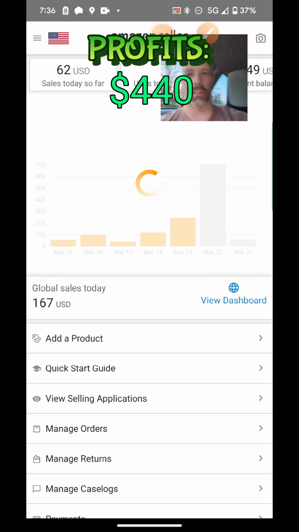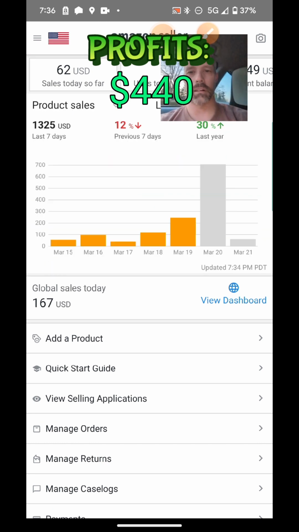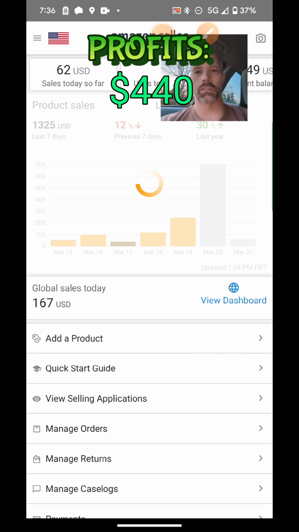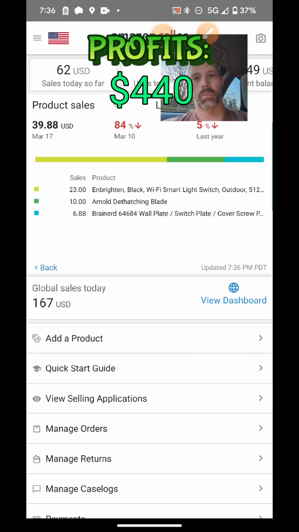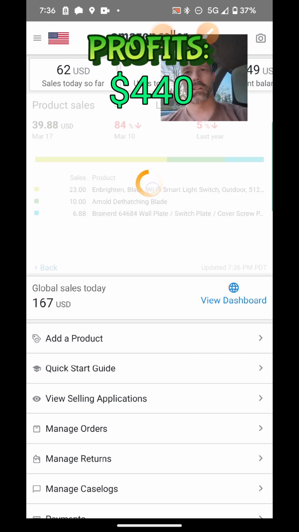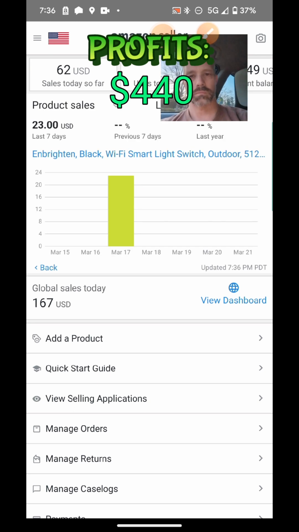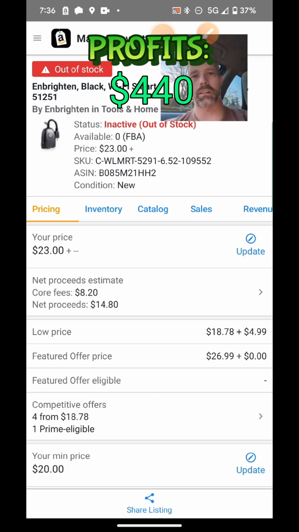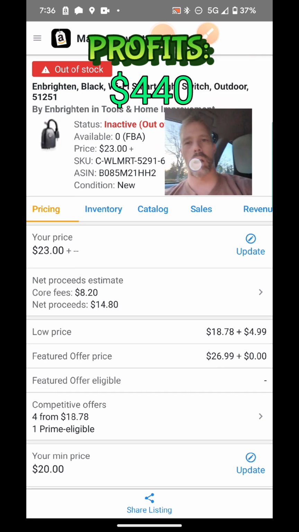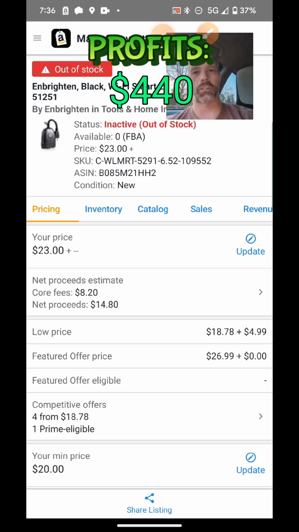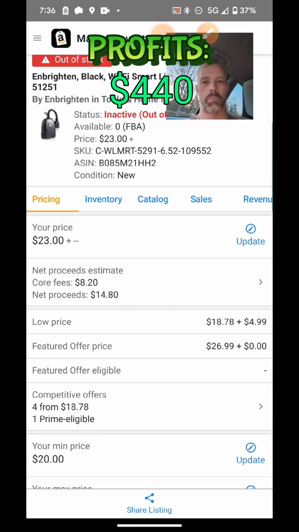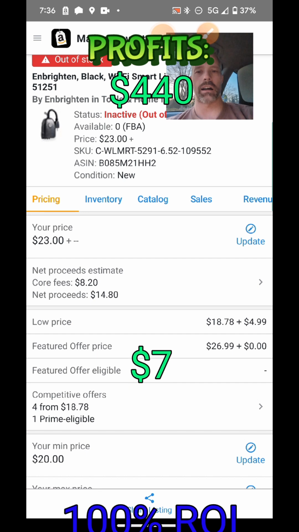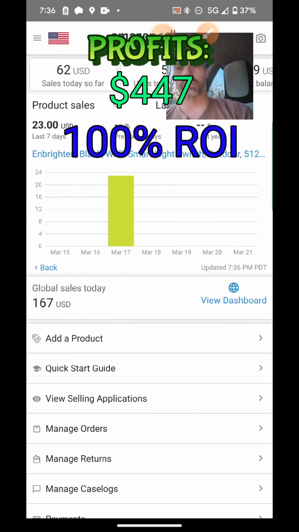All right, so we go back another day. Oh, I already did that one. Here's my lowest sales of the week. So I only sold 3 items. And this is an outdoor Wi-Fi smart light switch. I bought it for, we'll say $7 because that'll include the shipping. So I doubled my money and I made $7 profit. Plus I get the $7 back.